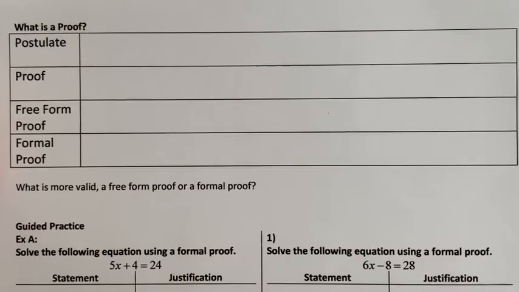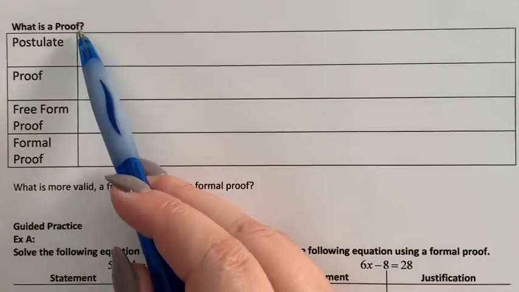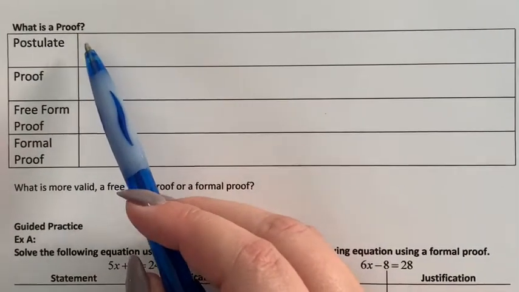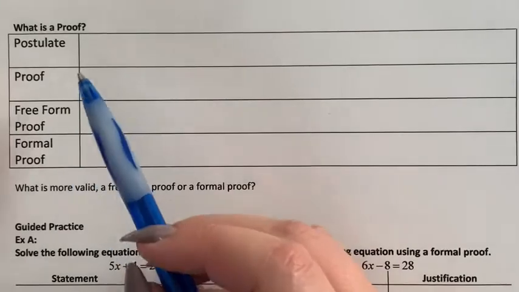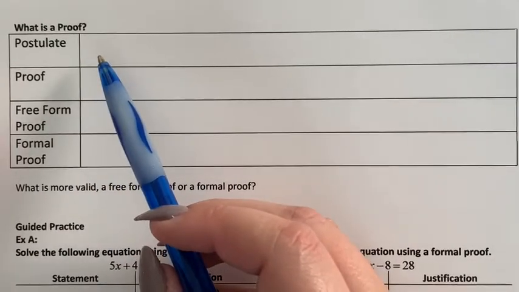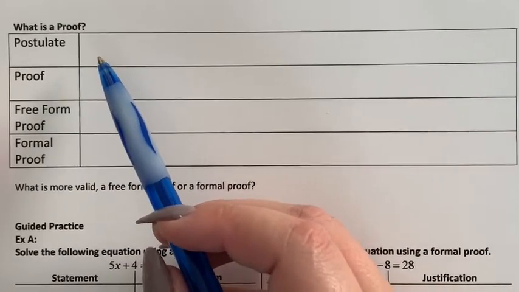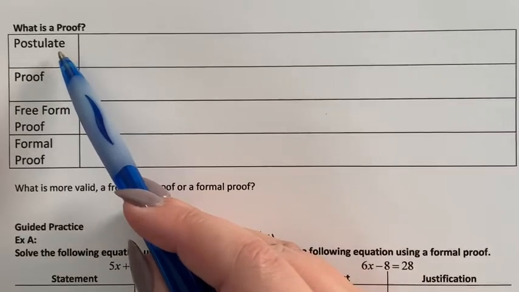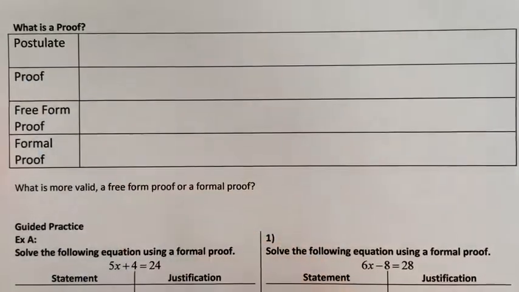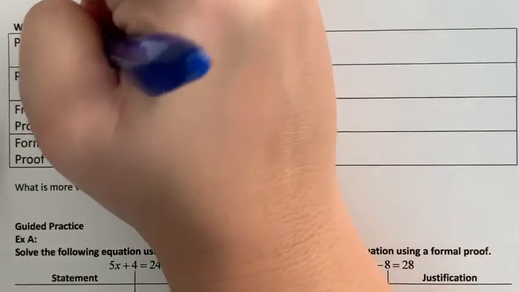All right, on the back side here, it says, what is a proof? And we're going to define some of these terms. And actually, this is going to be foreshadowing for when we get to standard 12 proofs. So to define the term postulate, and we've seen this term before, a postulate is something we assume to be true but cannot prove.